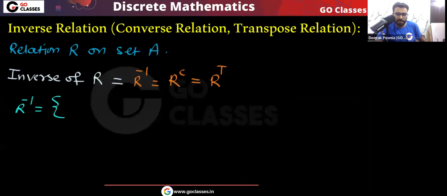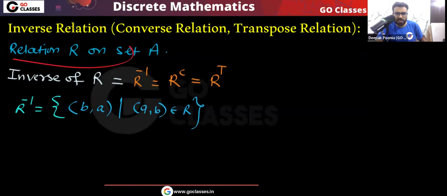R inverse is very simple. R inverse will be like this. In R inverse, you put ordered pairs BA such that AB belongs to R. Understand the definition. Inverse of relation R simply means that in all the ordered pairs of R, you just swap the elements. That's it. So if you want to find the inverse of R, you need to swap the elements in all the ordered pairs belonging to R. Means if AB belongs to R, then BA will belong to R inverse.